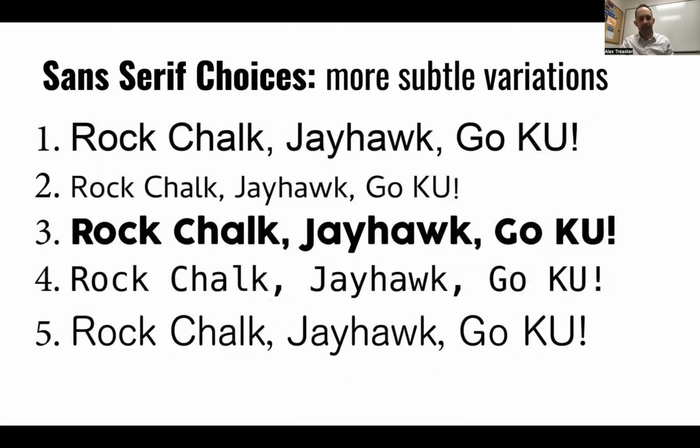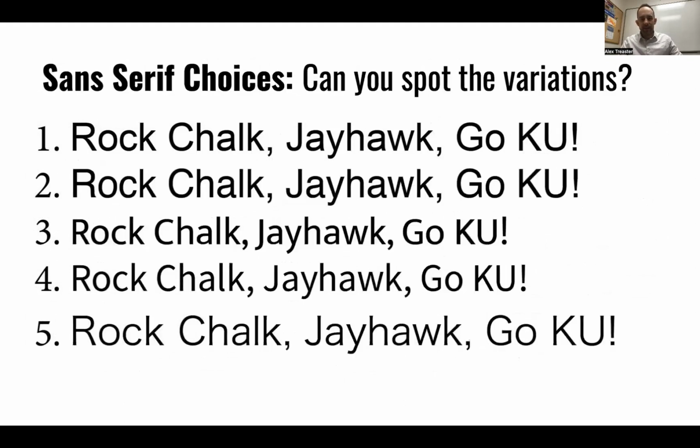And then you can have an option like this, which has kind of more subtle variations in the different weights. Looking at this, can you pick out the different variations that exist here? These are pretty similar, but there are some slight differences.